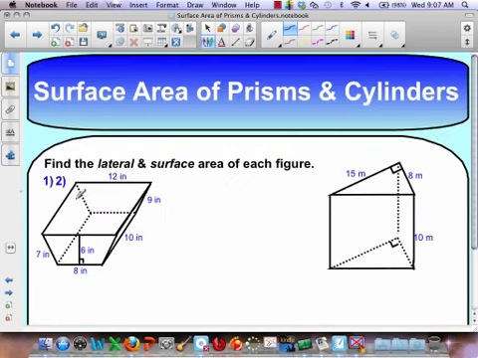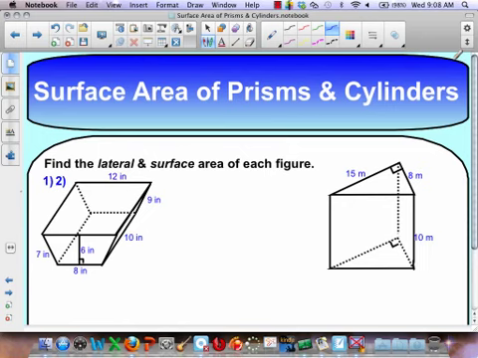So here we go. Number one. What shape is number one? Trapezoidal prism. Trapezoidal prism. All right, guys.